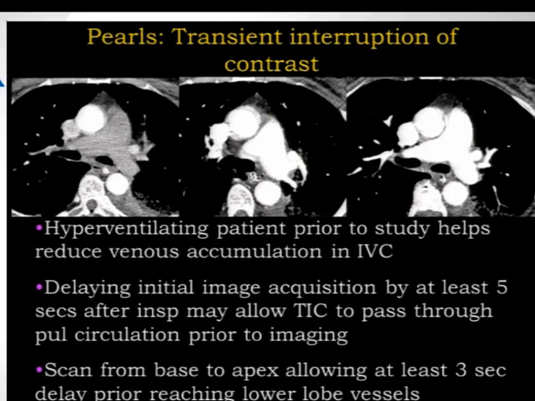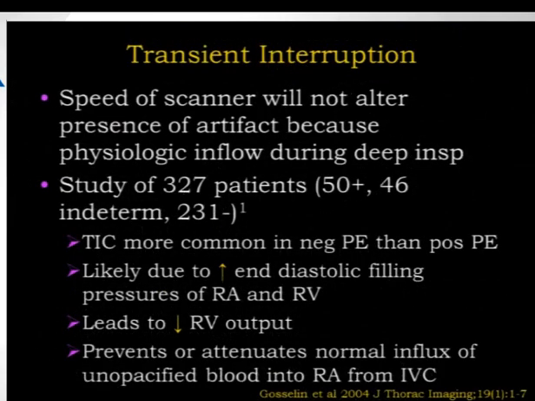Here is the exact same patient that we imaged again, and the thing that will help with this is just hyperventilating the patient prior to the study, which reduces the accumulation of unopacified blood in the IVC. And also, if you delay the initial image acquisition by at least 5 seconds after inspiration, that will help the TIC to pass as well. The scanner obviously will not help with that.